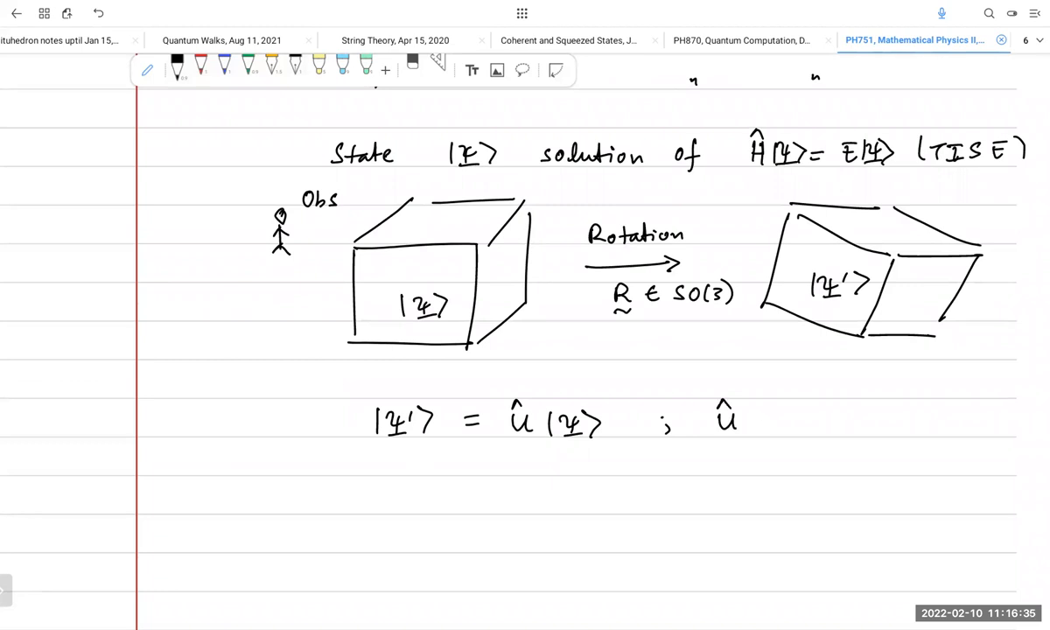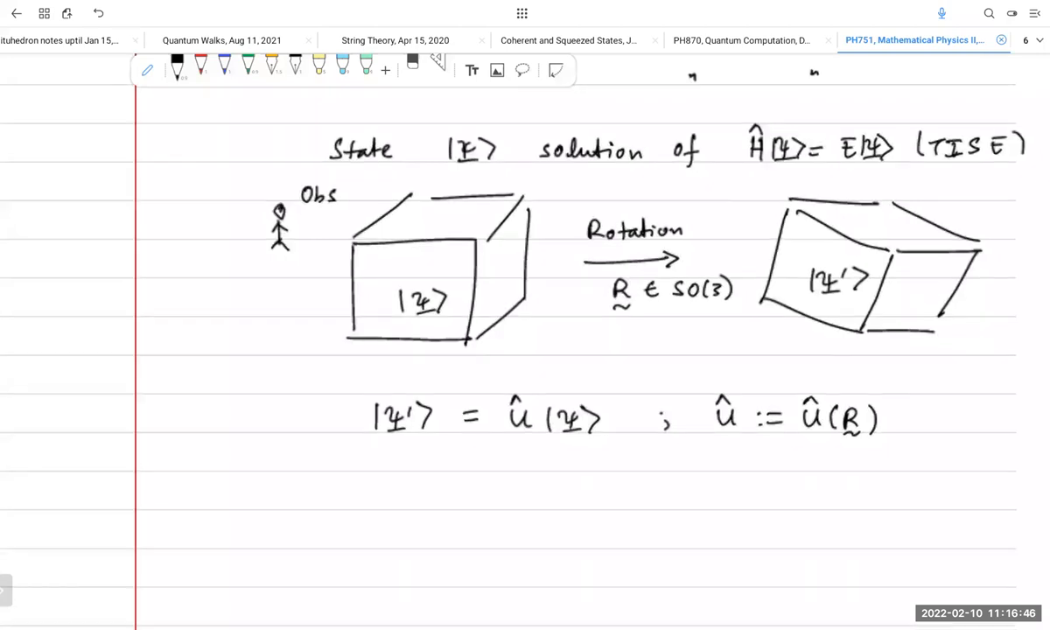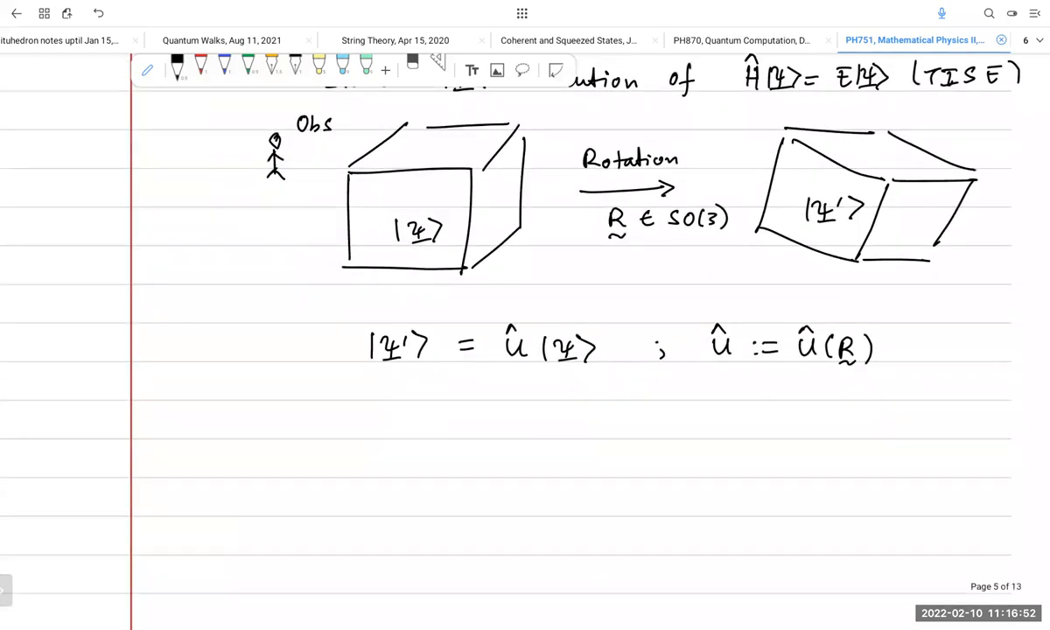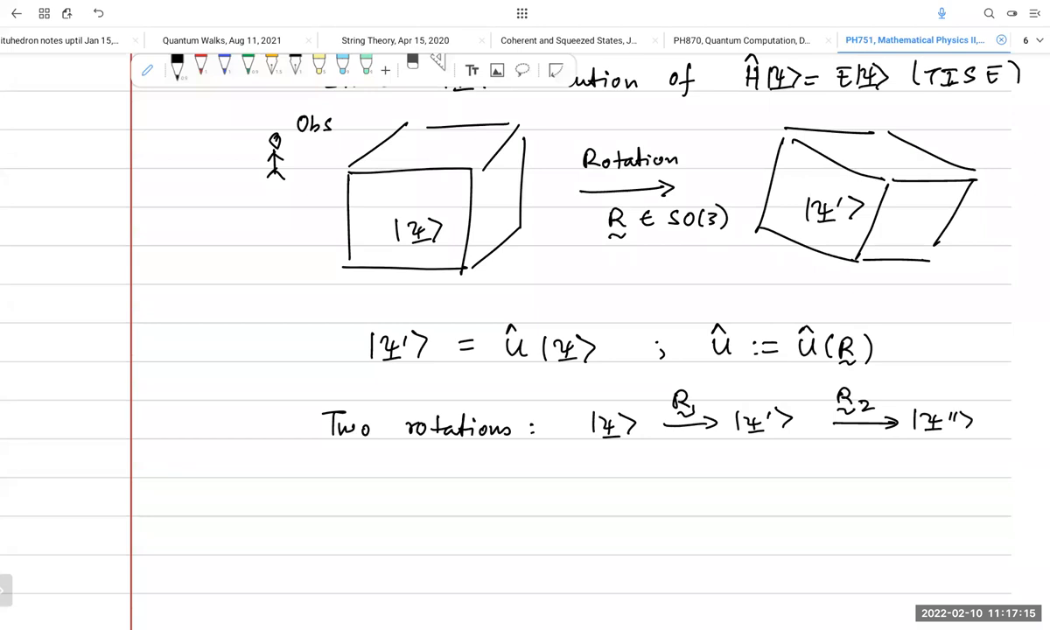And then this U will be an operator. It will be a unitary operator, right? Which depends on the matrix, the rotation matrix. Now, if you have two consecutive rotations, let's say, so you go from psi to psi prime, and R2 to psi double prime.